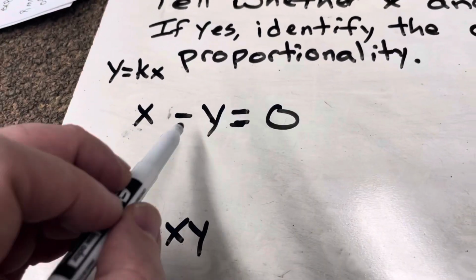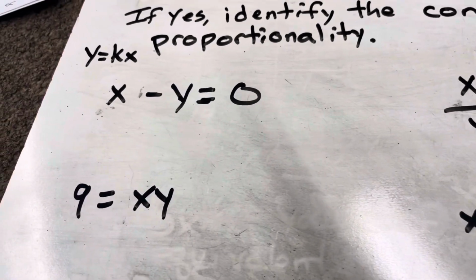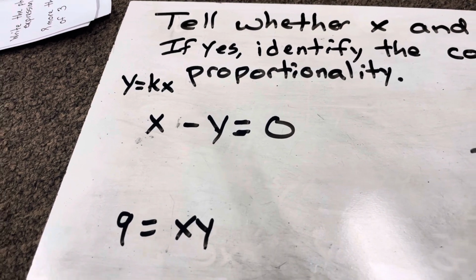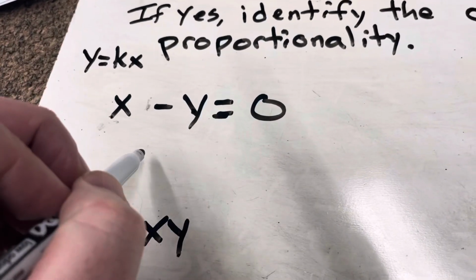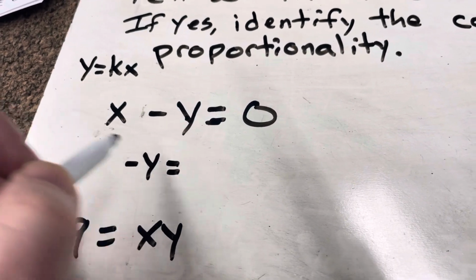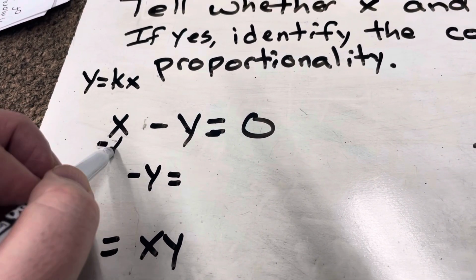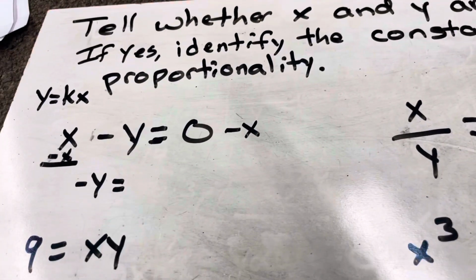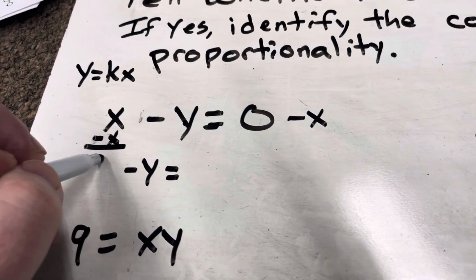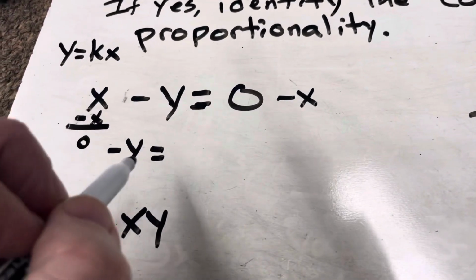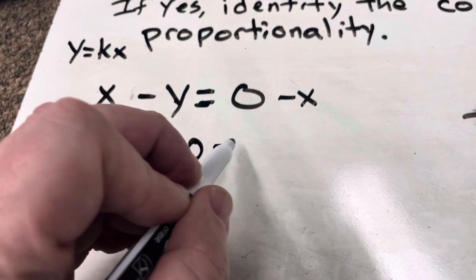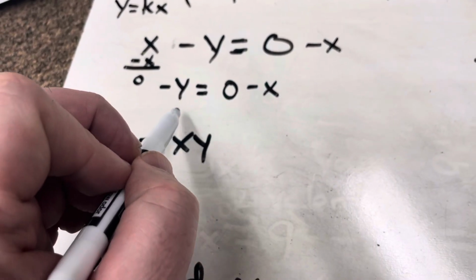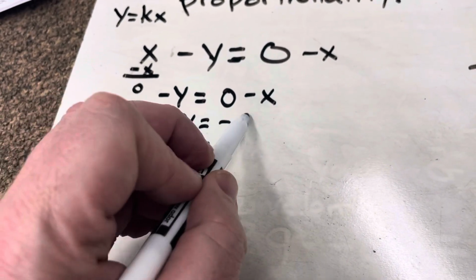The first thing I want to do is isolate the negative y. This gets us into solving equations a little bit. I want to isolate the y, so I'm going to do negative y equals. But to do that, I'm going to have to subtract x from both sides. That's going to give me 0 minus x. So negative y equals 0 minus x. Well, that 0 is not really helping me at all, so negative y equals negative x.